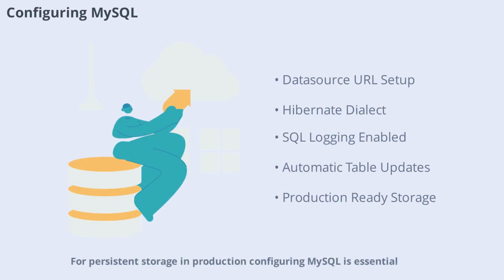For persistent storage in production, configuring MySQL is essential. You set the datasource URL, username, and password in your application properties. Additionally, you specify the driver class name and Hibernate dialect for MySQL. Enabling SQL query logging helps with debugging, while automatic table creation and updates streamline schema management. These configurations ensure your Spring Boot application connects reliably to the database, supports efficient data operations, and is ready for real-world deployment.